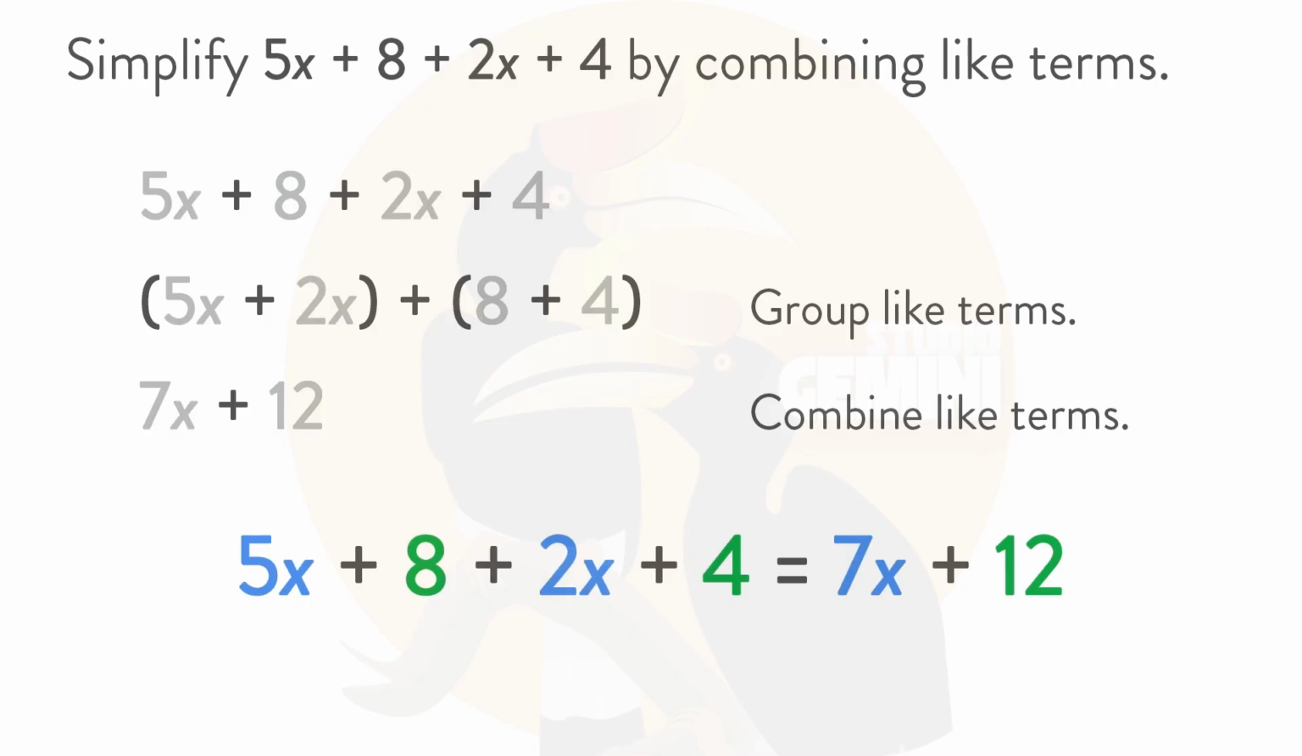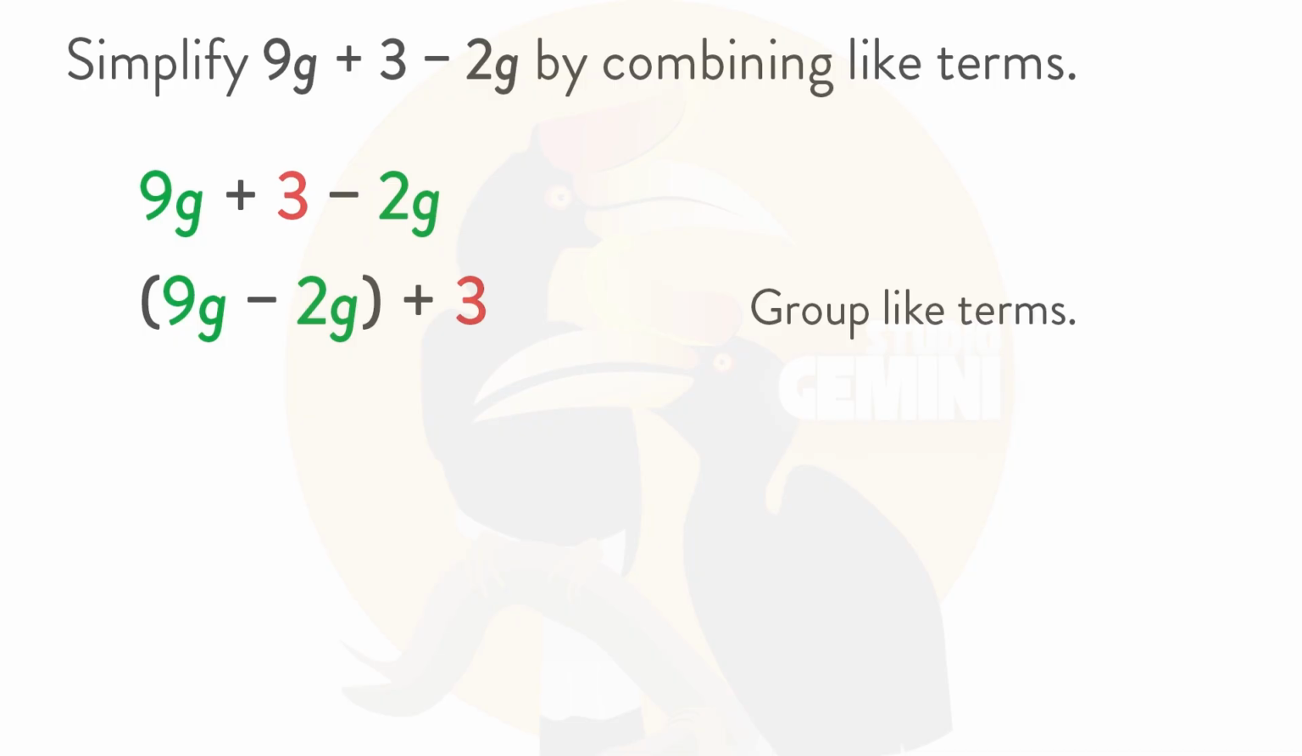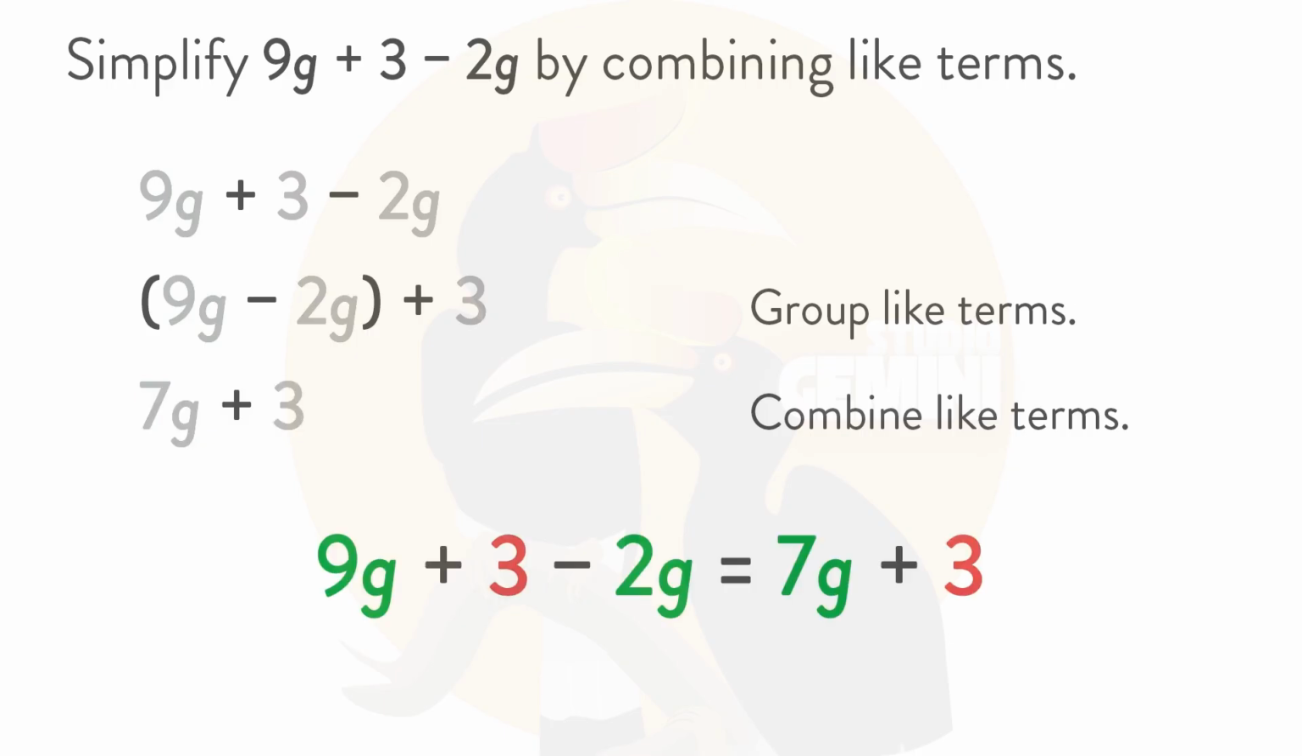So let's try another example. Simplify 9g plus 3 minus 2g by combining like terms. 9g and 2g are like terms because they both have the variable g. Let's group those together, but notice that this time the term 2g is being subtracted. So when we combine the like terms 9g and 2g, we have to subtract 2 from 9 to get the new coefficient. 9 minus 2 equals 7. The simplified expression is 7g plus 3. So 9g plus 3 minus 2g equals 7g plus 3.